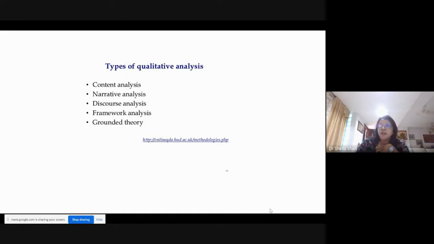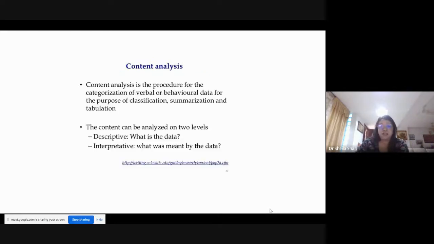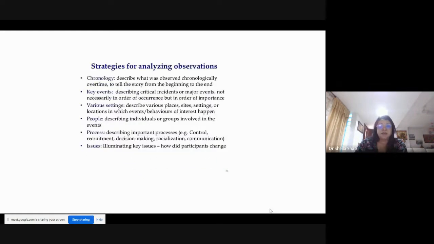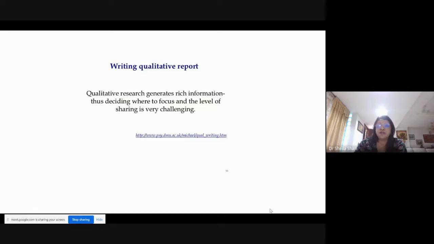And they have different types of analysis. Just like our quanti, we have Manova, Ancova, we have t-test, we have Pearson correlation, and so on. So for our qualitative also, we have content analysis, narrative analysis, discourse analysis, framework analysis, grounded theory. So here you can see how you analyze each of the analysis, right? Since most of you will not be using this kind of analysis, I just leave it to you to read up if you're more interested.